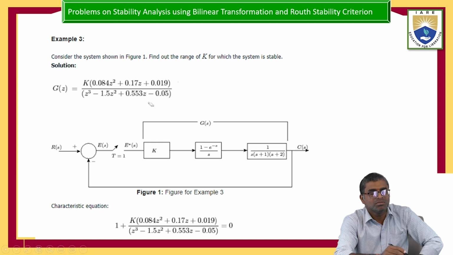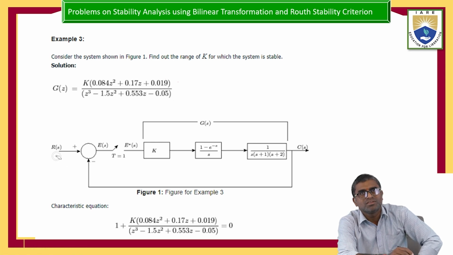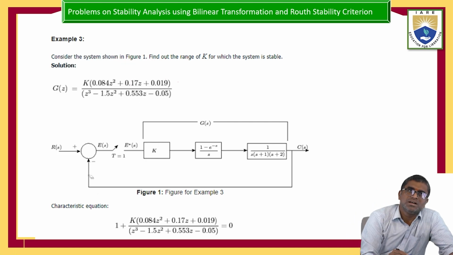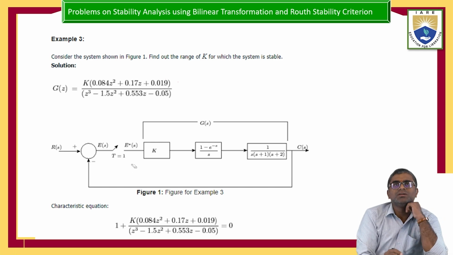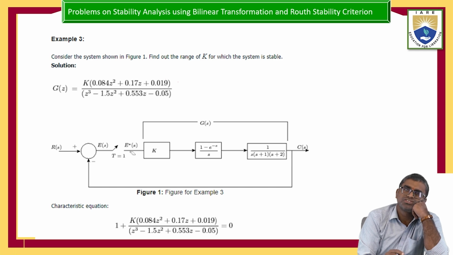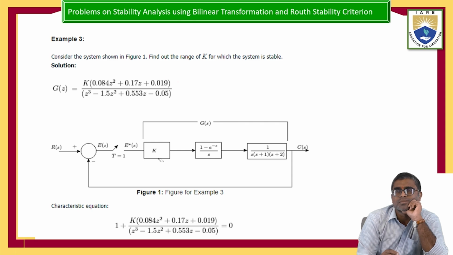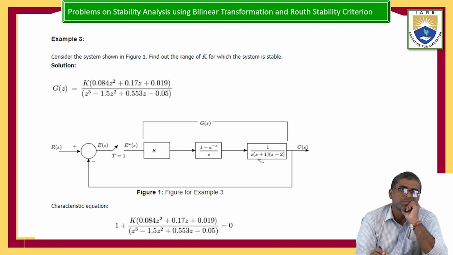Okay. So the input is given as R of S, with unity feedback, that is E of S, and a pulse function is applied with the sampling time T equal to 1 second. The pulse function output is E star of S, and one forward gain K is applied. The system is given as 1 minus e power minus S by S, into 1 by S into S minus 1 plus S into S minus 2. There is one forward path with G of S.